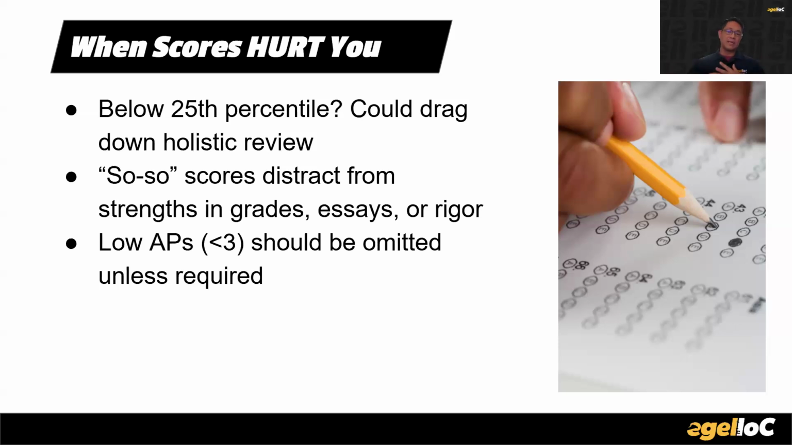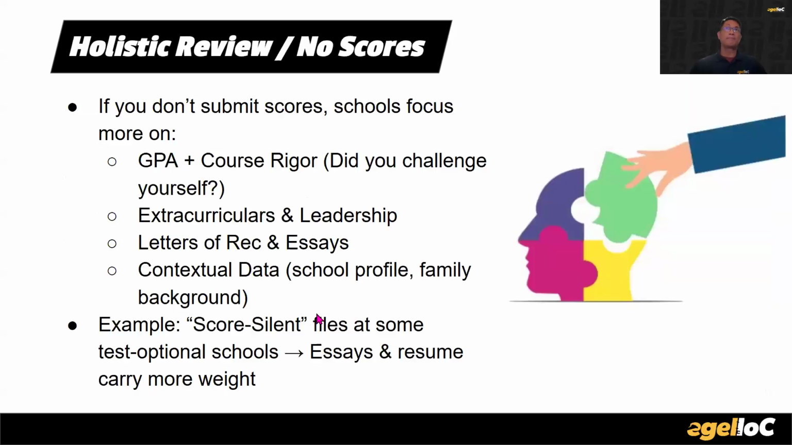The same goes for APs. If you get a 2 or a 3, let's say in AP Calculus, it's probably best not to report it, because you're allowed to pick which scores to send. Coach Tony, because he was a reader at the UCs, has always said to report all the scores. But for non-UCs, you only want to report the fours and the fives. So-so scores distract from strengths in grades, essays, or rigor, so you just don't want to bring that into the mind of the reader.